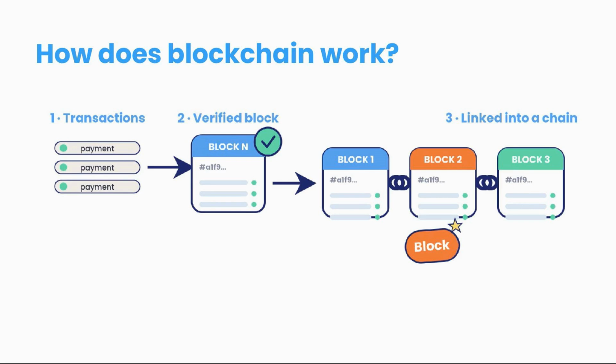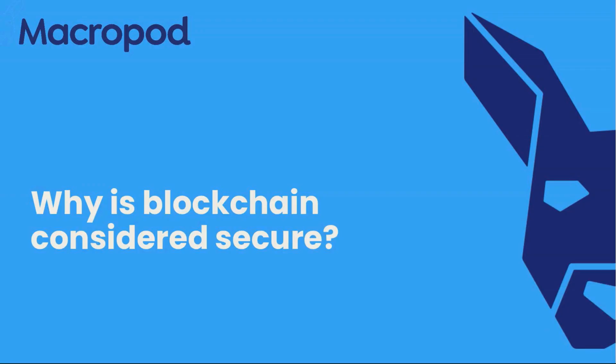There are different types of blockchains that are used for different purposes. The Bitcoin blockchain is used to record Bitcoin transactions. The Ethereum blockchain is used for lots of other digital assets. So why is blockchain so secure? It comes back to that structure we just described.